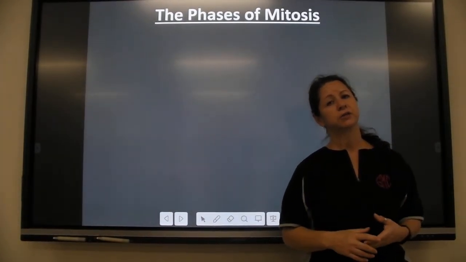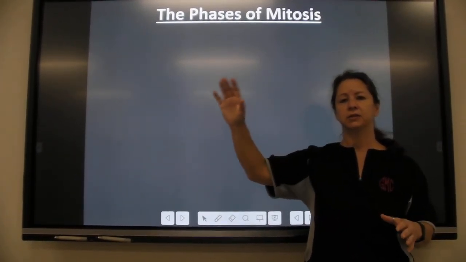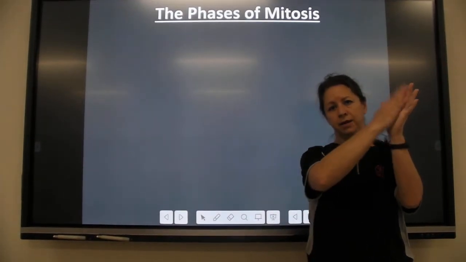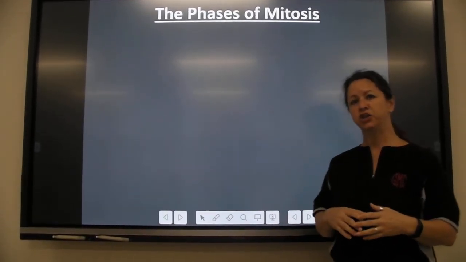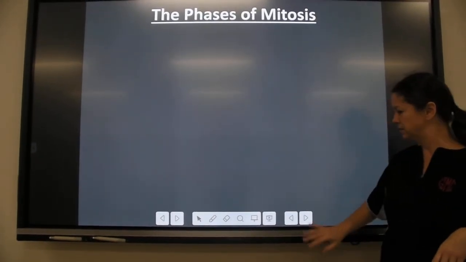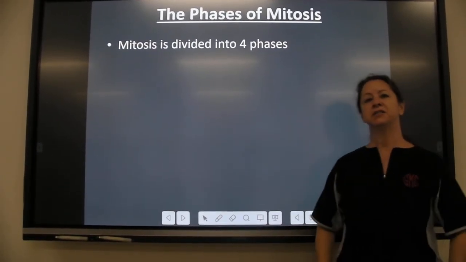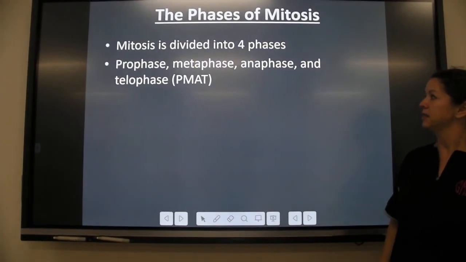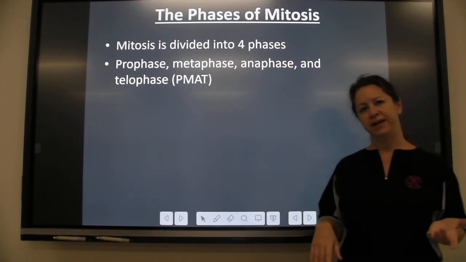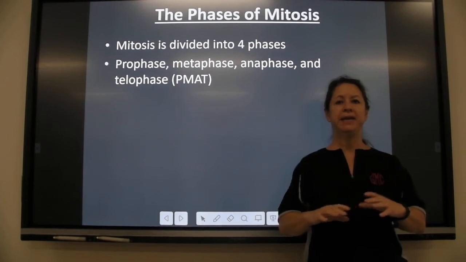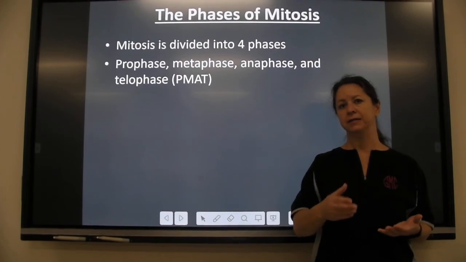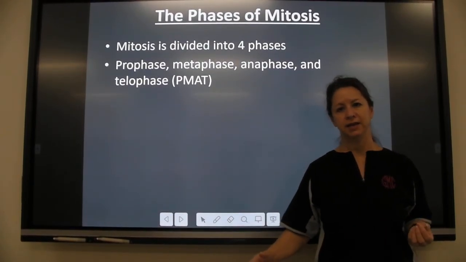All right, so let's look at those phases of mitosis. Now remember, interphase, the cell is growing, it copies its DNA, it does its job, and then it divides. And that division has 4 different phases. So that's what we're talking about now, the phases of mitosis. Mitosis is divided into 4 phases. They are prophase, metaphase, anaphase, and telophase. And you can use the abbreviation PMAT. So PMAT, P-M-A-T: prophase, metaphase, anaphase, telophase.